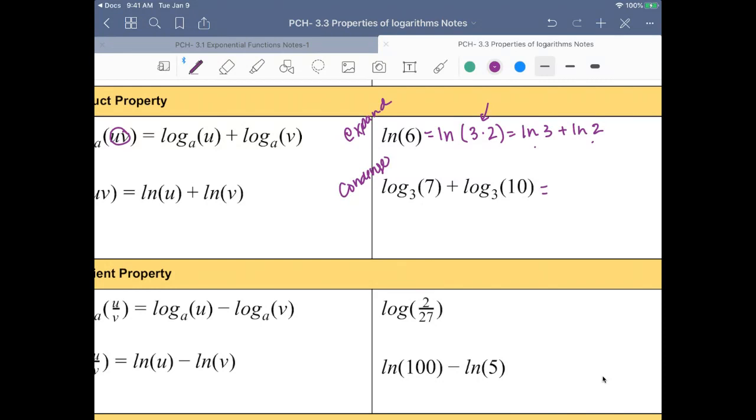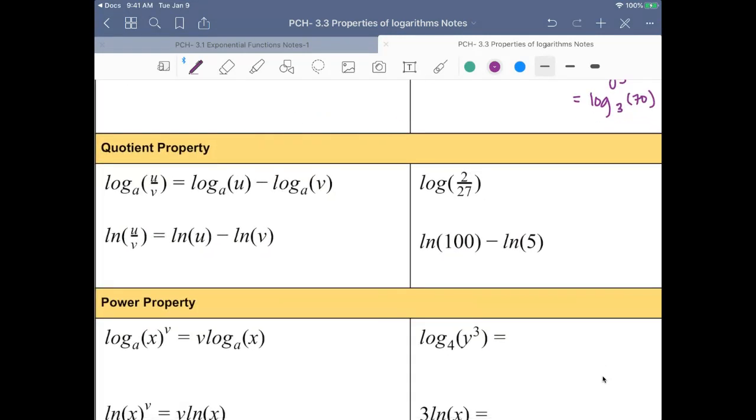Next, let's condense. This would be the log base 3 of 7 times 10, which is the log base 3 of 70. Next, quotient property. First, we're going to expand and then condense. So again, if your input is divided, then you can split it up. Think about an exponential: when you divide two numbers, what are you doing with the exponents? We're subtracting them. So we're going to have log, the base stays the same, 2 minus log of 10.